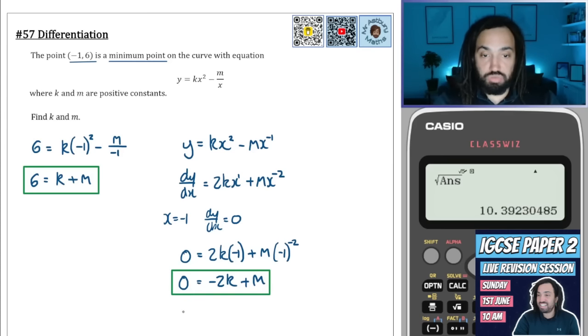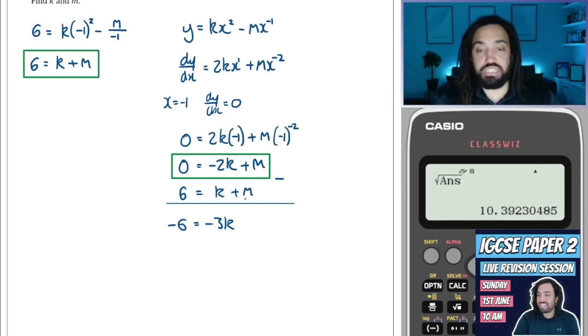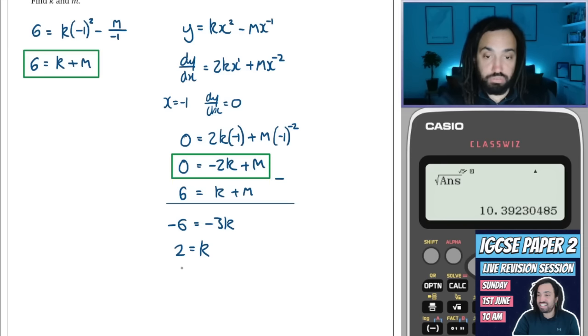So what I'll do is I'll just write this one directly below, like that, and then we will subtract the two equations. So this is going to give us 0 minus 6 is minus 6, minus 2k minus k is minus 3k, and then m minus m is 0, so they cancel. So dividing through by minus 3 gives us k is equal to 2. And then over here, if k is 2, it's clearly obvious that m is 4. So that is job done.